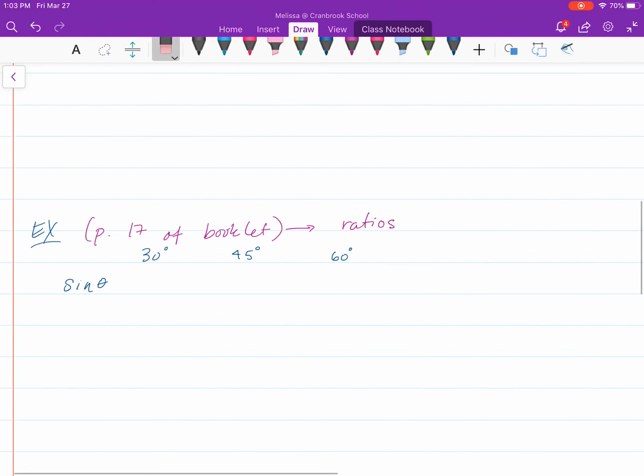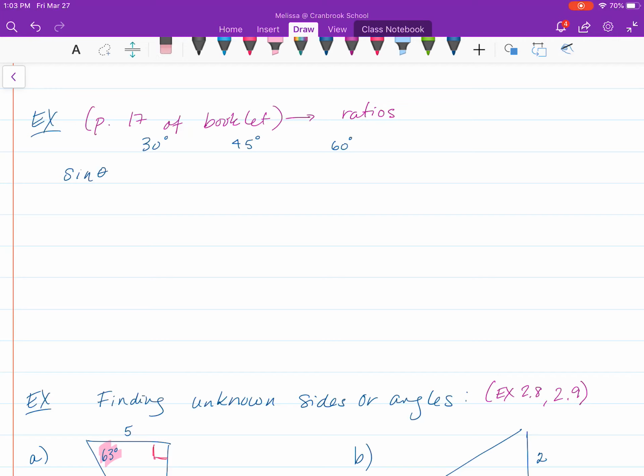And what they're asking for is simply what is the ratio of sine, so that's opposite on hypotenuse when we look at the 30 degree angle. So if I look at my triangle given to me, 30 degrees, opposite to that is 1, on your hypotenuse is 2. And that's all they're asking for.